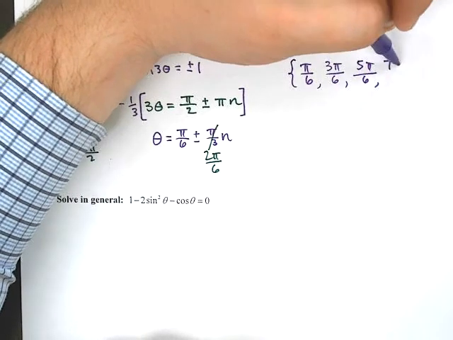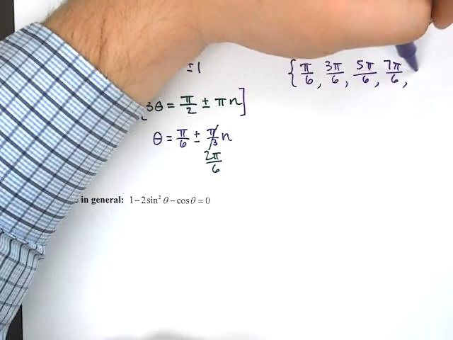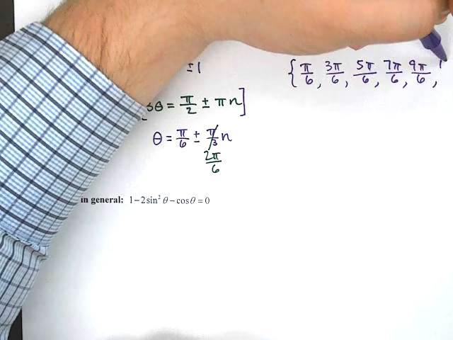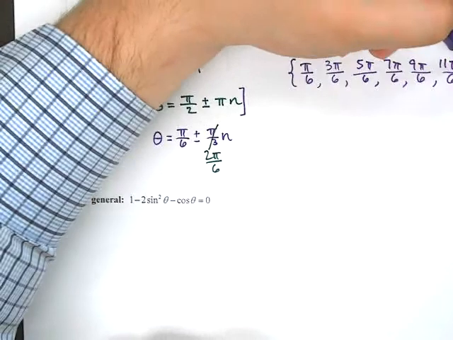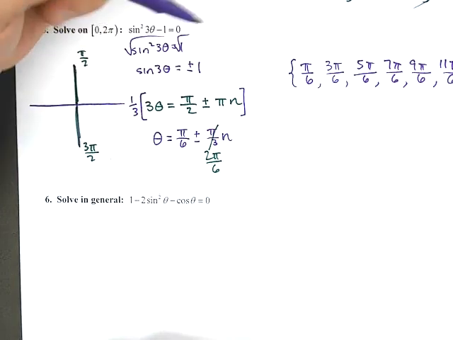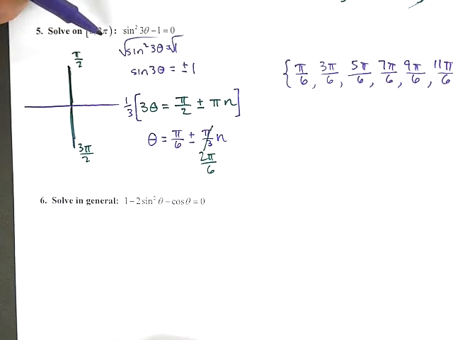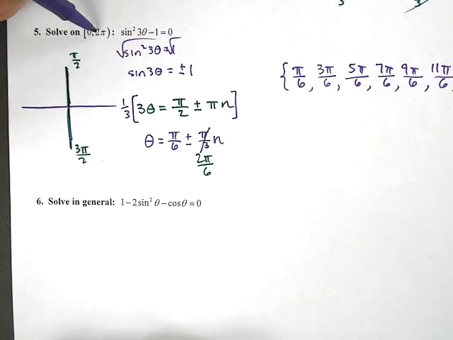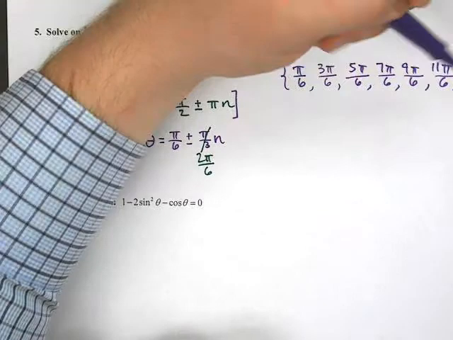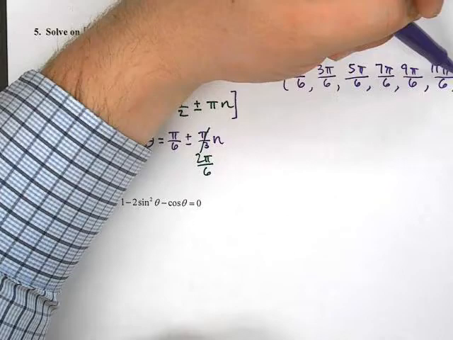Plus another 2 pi over 6. Plus another, plus another, plus another? No, I can't, right? If you remember, 2 pi is the same thing as 12 pi over 6. So I can't go above 12 pi over 6, so I am done here.